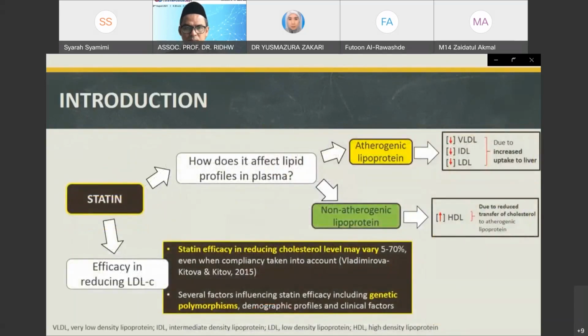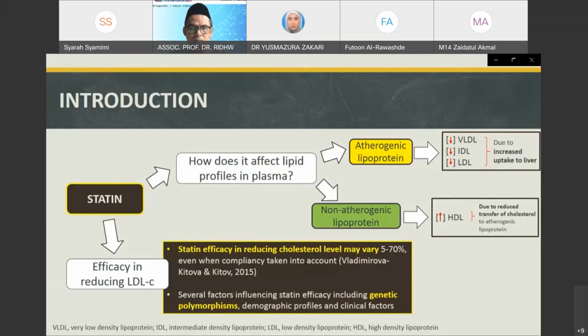So how does it affect lipid profiles in plasma? Focusing on atherogenic lipoprotein, statin treatment is able to reduce the level of atherogenic lipoprotein, which includes VLDL, IDL, and LDL, due to increased uptake by the liver. While for non-atherogenic lipoprotein, statin treatment is able to increase the level of HDL due to reduced transfer of cholesterol from HDL into atherogenic lipoprotein.